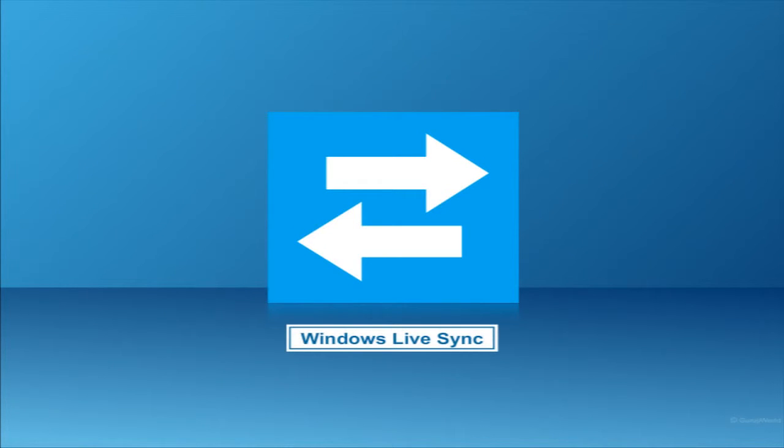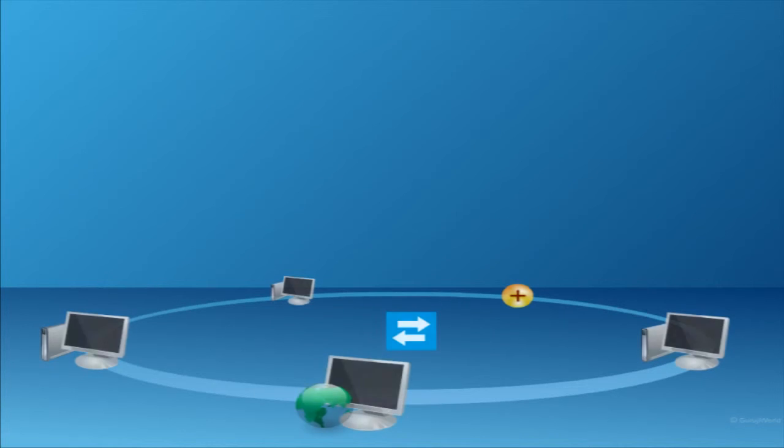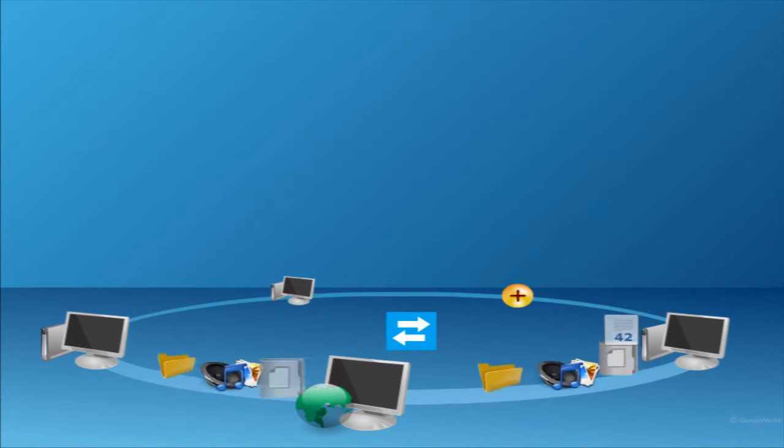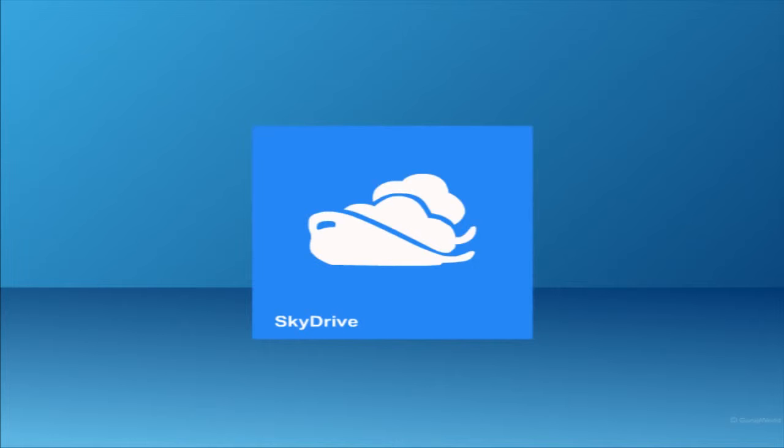Windows Live Syncing. Windows Live Syncing is an interesting feature of Windows 8. It allows you to keep your files and folders synchronized across multiple PCs. This helps you to always have the latest copy of your data without having the need to carry it in the form of USB or CDs. You can also use the cloud-based SkyDrive service of Windows 8 for syncing of data.